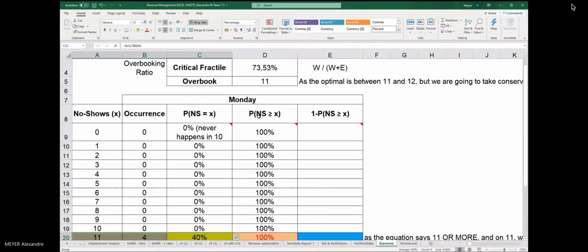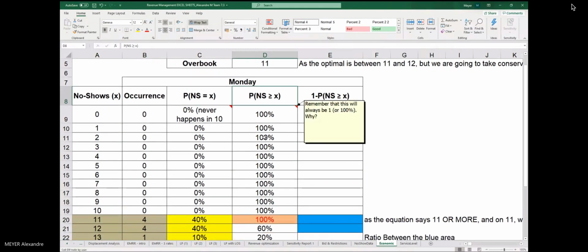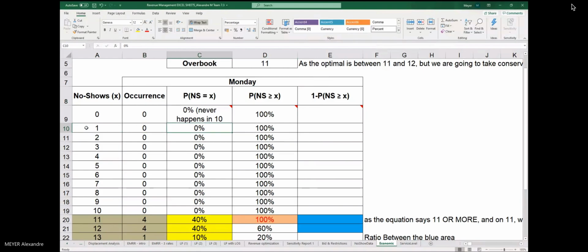Then what you're going to do is look at the probability that the no-show is equal to or greater than X. All right, and this is where it gets a little bit tricky because apparently, according to our teacher, this is where a lot of people tend to make a simple mistake. So if you take one no-show, for example, we have never seen it. There's not been one case where there was one no-show. Therefore, the probability of one no-show is 0. The probability of one no-show or more is 100%.